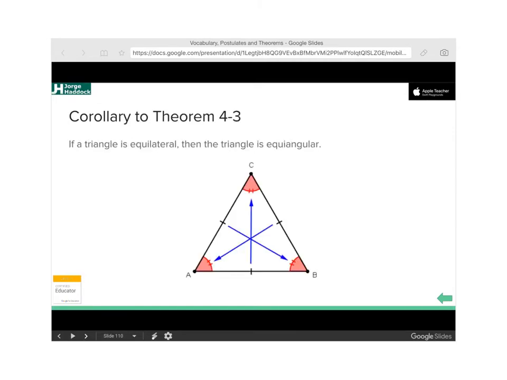And the last one: if a triangle is equilateral, then the triangle is also equiangular. That means all my angles measure exactly the same, and because all of them have to add up to 180, each angle measures 60 degrees. Let's see those theorems and postulates in some exercises.